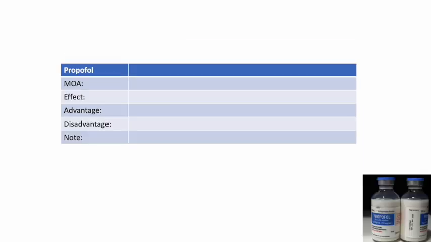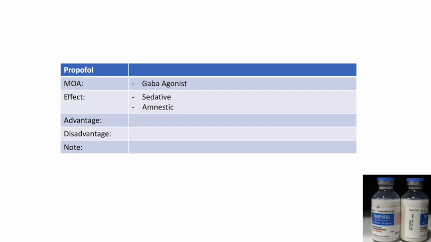So let's talk a little bit about propofol. What's the mechanism of action of propofol? Propofol is a GABA agonist. It acts on a different receptor than benzodiazepines, but it's in the same family of GABA agonists. And what are the effects of propofol? Again, the options are sedative effects, amnestic effects, and analgesic effects. Propofol is both sedative and amnestic, but it's important to note that it has no analgesic effects. So anytime using propofol, the patient should be on a fentanyl drip as well.